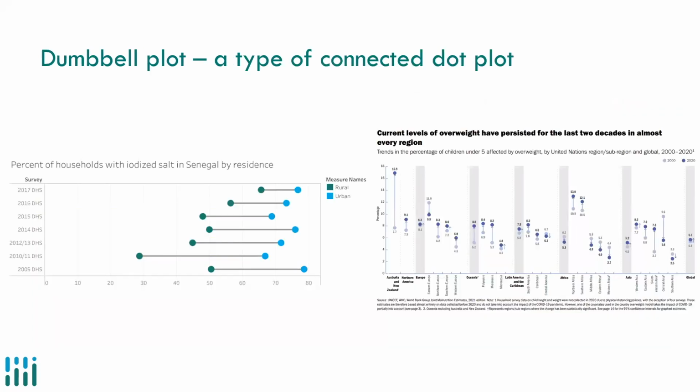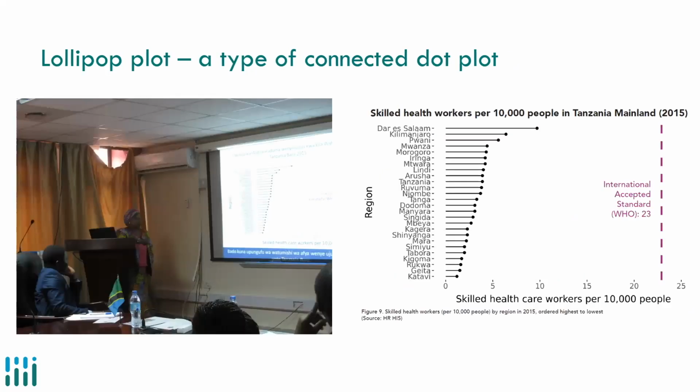A type of connected dot plot is a dumbbell plot. It's named this way because of the weights. A dumbbell plot has two different categories. The example on the left is households with iodized salt in Senegal by residents, where each resident represents a dot. The example on the right is about overweight. Why I want to include this as an example of a dumbbell plot is there are arrows that show directionality of things improving or decreasing.